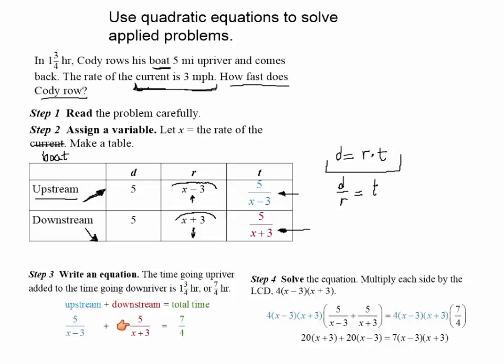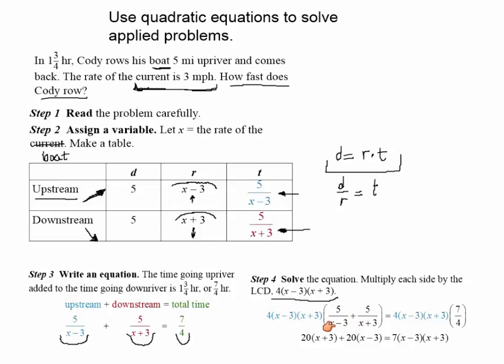To solve the equation, we find the LCD and multiply each term by the LCD. So let's find out what the LCD is. The LCD, if you look at x minus 3, x plus 3, and 4, would be simply 4 times x minus 3 times x plus 3. I need to multiply each term, you have 1, 2, 3 terms, by the LCD.